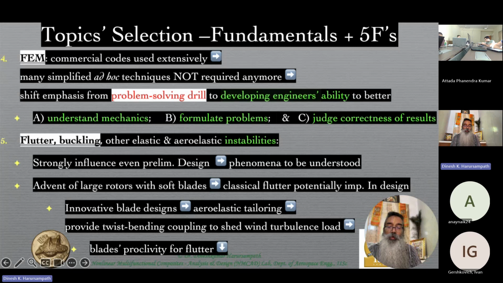So all of these, any kind of instabilities, will strongly influence not only detailed design, but even preliminary design. As you know, design of an aircraft or any engineering structure for that matter typically starts off in a conceptual sense. You conceptualize what you want to design. And these are mostly done through drawings, etc.